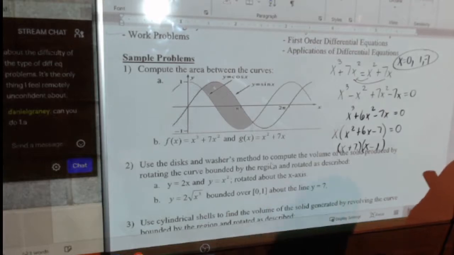And let's see. So we've got x cubed plus 7x squared. The other function is x squared plus 7x. If I graph them, I'm going to change my window.